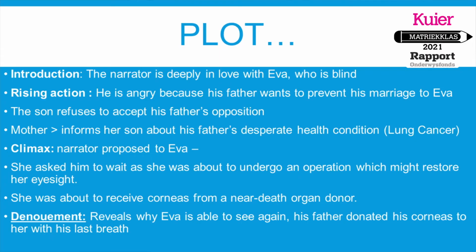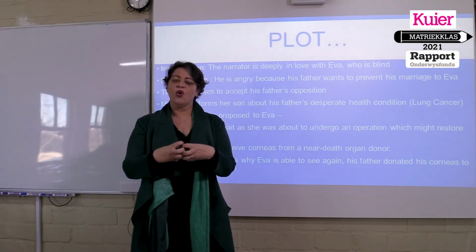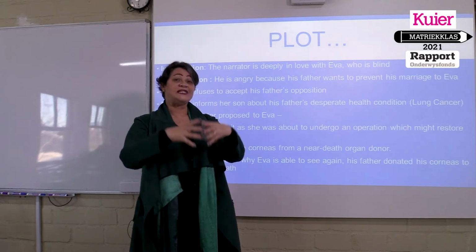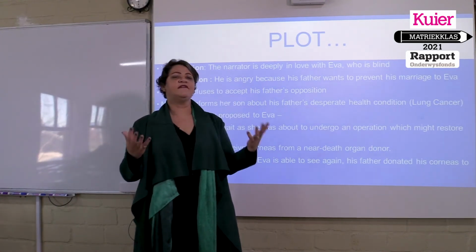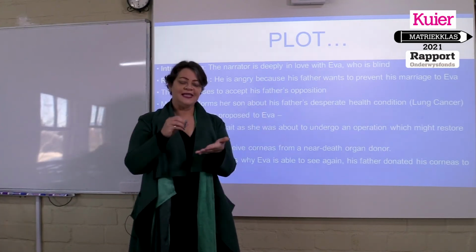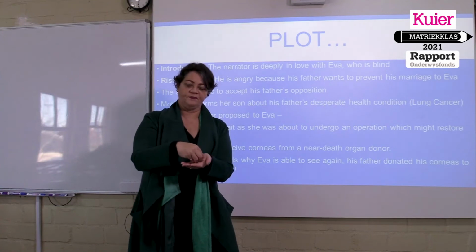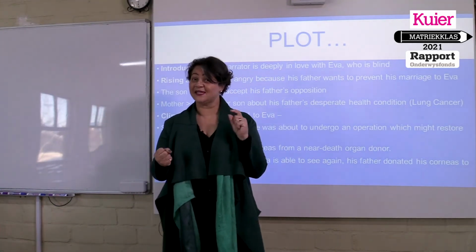Then, the climax: he goes and he says to Eva, will you marry me? Now remember, he doesn't really have a ring. He uses a little copper ring, because his proposal is not one of wanting to impress. And I know that some of you are going to think that he gave her a copper ring because he thought she's blind and she can't see, so she's not going to know. That's not why he gave her the copper ring. The reason he gave her that was because he couldn't afford anything better at the time.